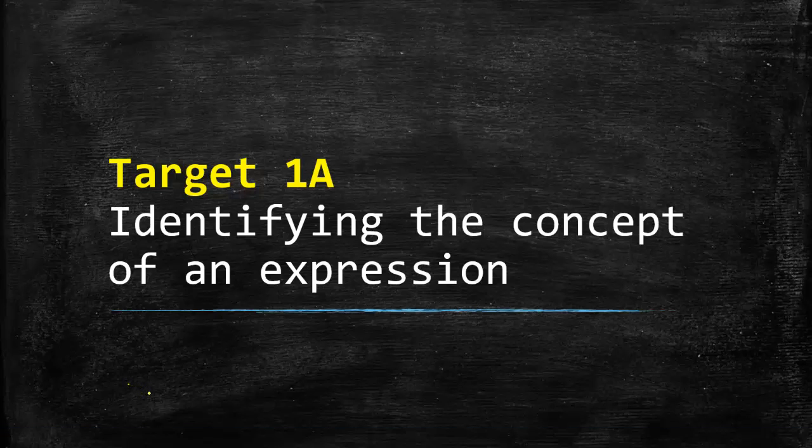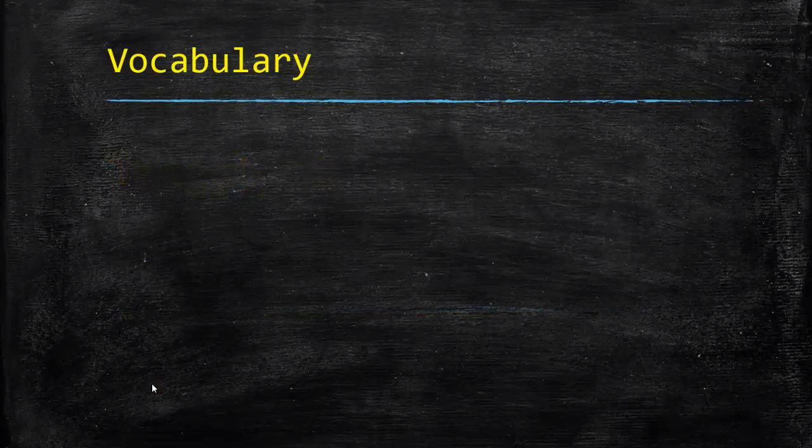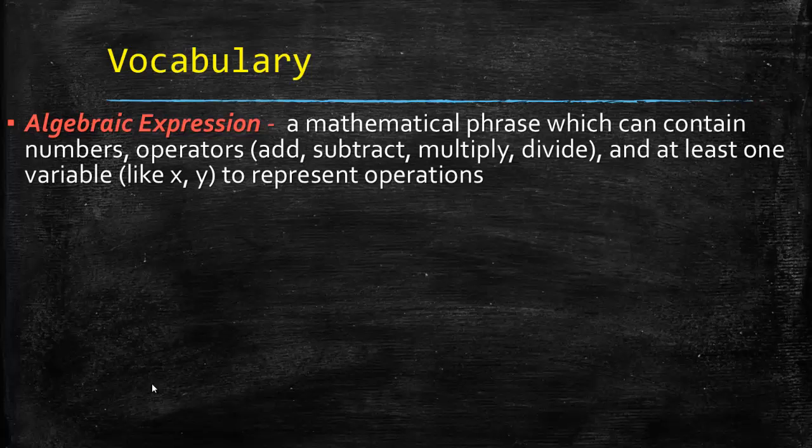All right, this is target 1A, identifying the concept of an expression. And let's start with some vocabulary. An algebraic expression is a mathematical phrase which can contain numbers, operators such as addition, subtraction, multiplication, or division, and at least one variable such as x or y to represent operations. So an example of this would be 5x plus 3. You've probably seen these before.